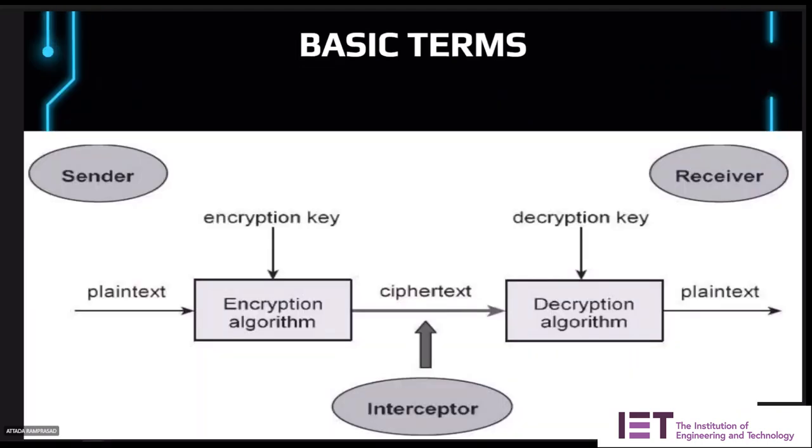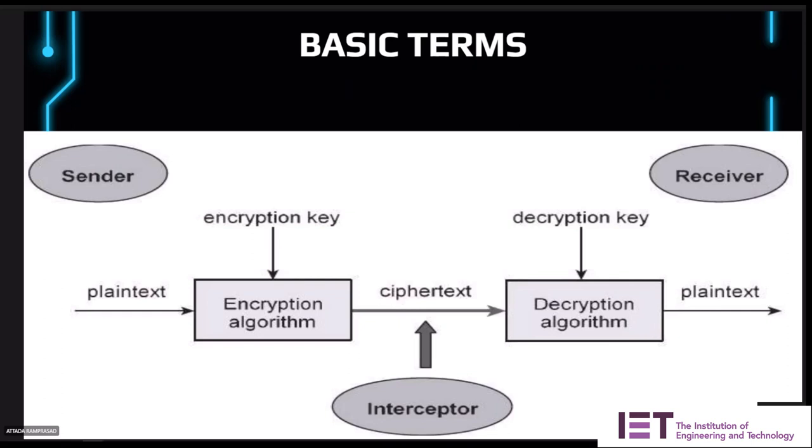Let us now try to understand some of the basic terms through the given diagram. For the time being, let us consider Alice to be the sender of some message and Bob to be the receiver. Alice sends some message to Bob, and the message being sent is in plain text form. Plain text is the original message sent by the sender. As soon as the plain text is sent, the encryption algorithm performs various substitutions and transformations on the plain text. Once the encryption is done, the text received is the ciphertext.